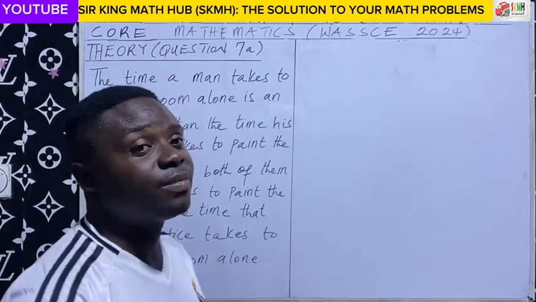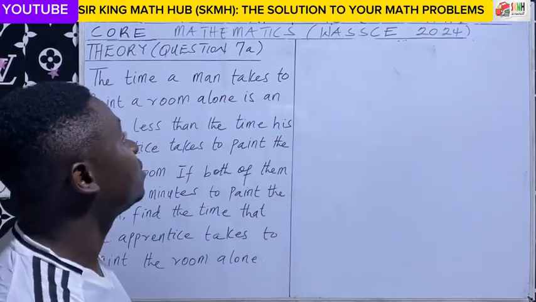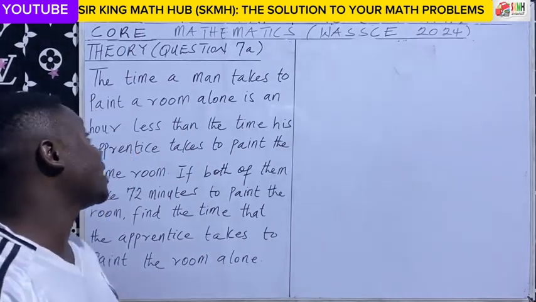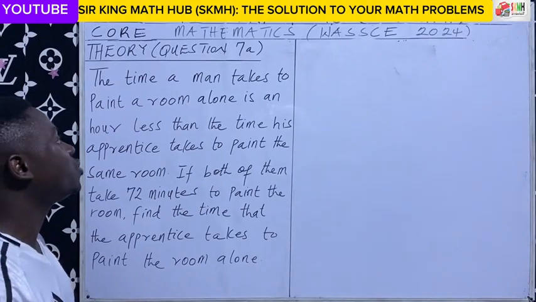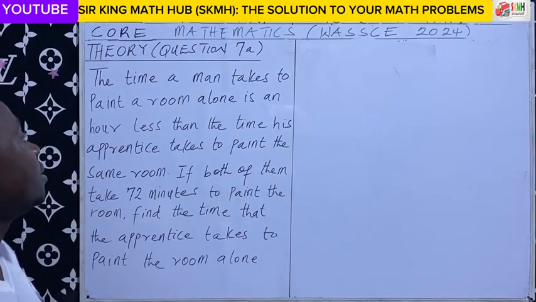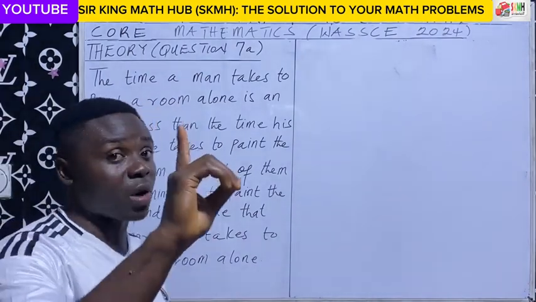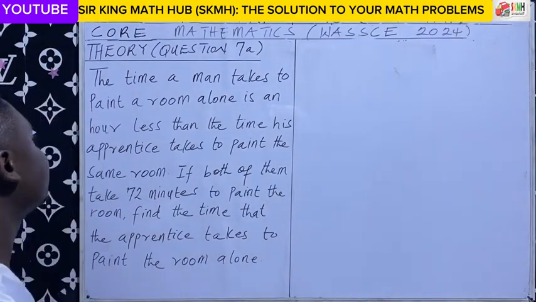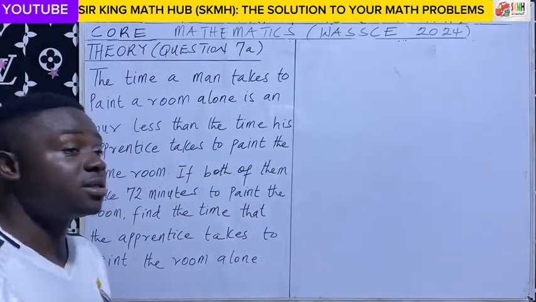We are still solving past questions on core maths, WASSCE 2024. Theory question 7a. I read, the time a man takes to paint a room alone. So a room alone here is just one room. It's an hour less than the time his apprentice takes to paint the same room.